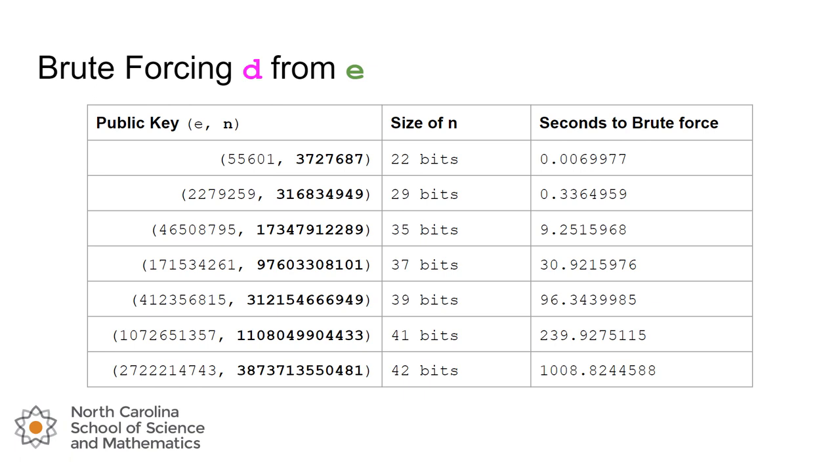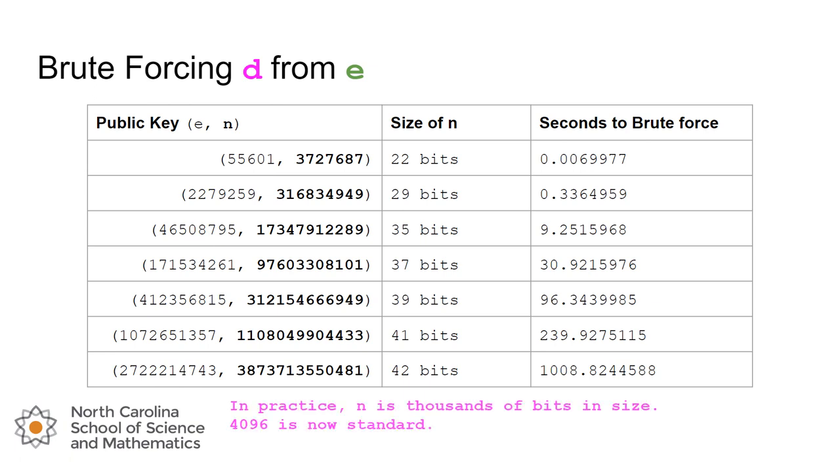And then it took 0.00699777 seconds. So almost no time for my computer to brute force the value of D based off of E and N. But as we increase the size of the key, so we increase the value of n to be bigger and bigger and bigger, we see the length of time it takes to brute force the value of d from e gets longer and longer. In just a 42-bit key, now is over 1,000 seconds. So we're talking minutes and minutes to do.